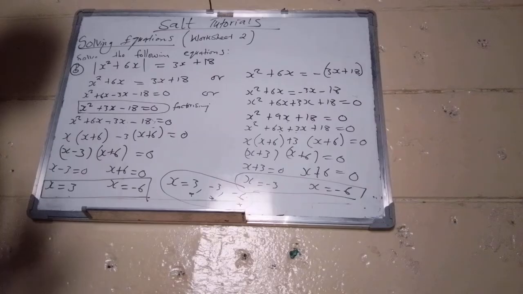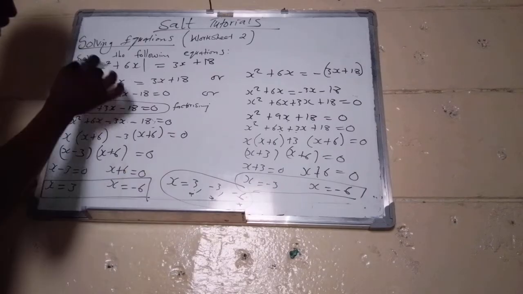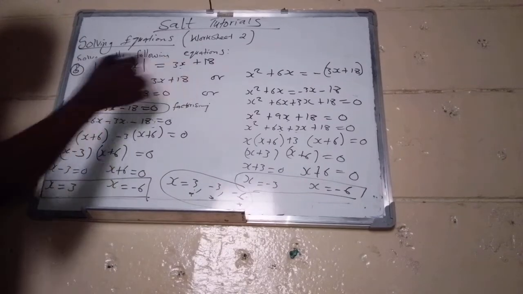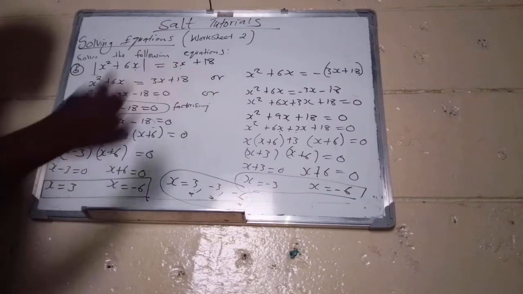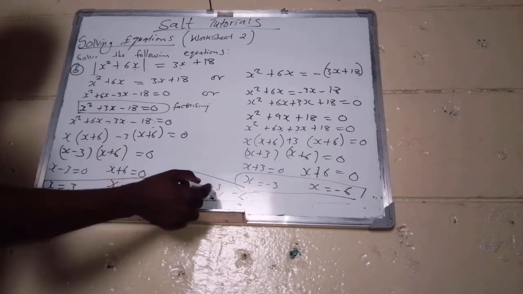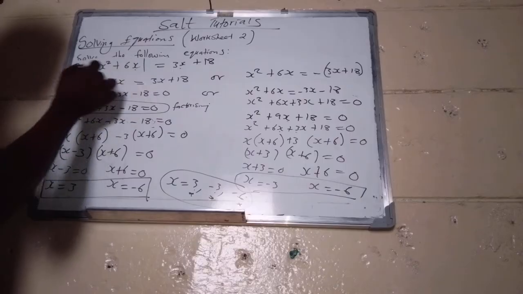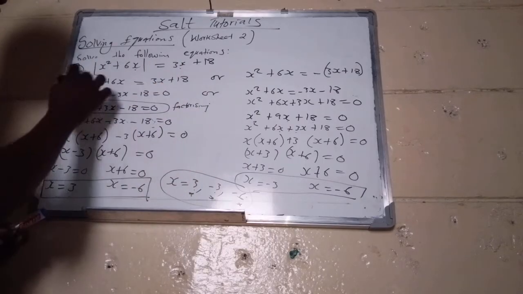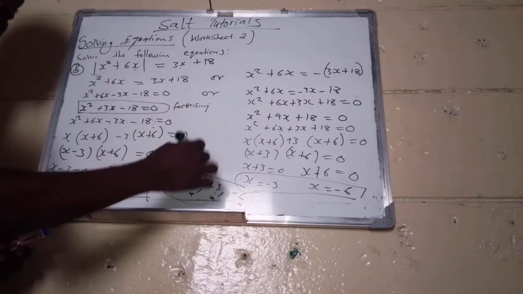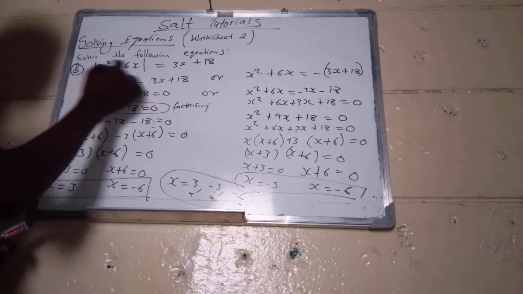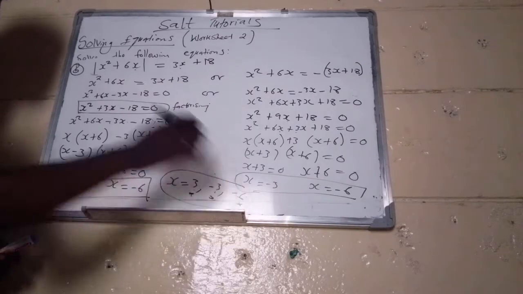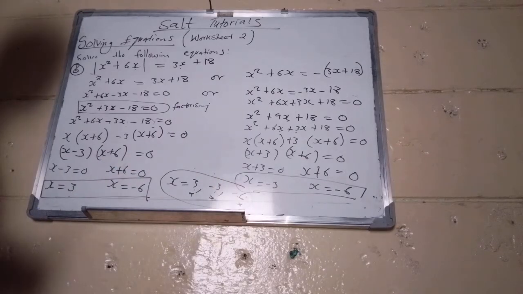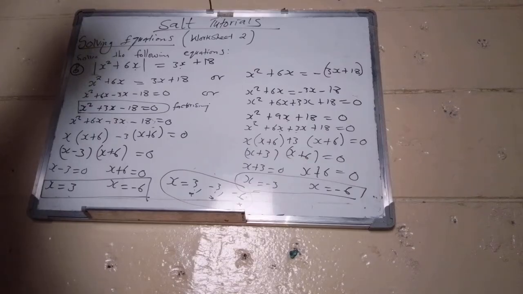How do you test your values? Get this 3, insert it in there, and compare if your left hand side is equal to your right hand side. Get this negative 3, put it in there, compare if your left hand side is equal to the right hand side. If the left hand side is equal to the right hand side, then this is correct. You test again for this one. If the left hand side is equal to the right hand side, then this is correct. The same as that value. So this is how we'll be able to handle absolute value equations.